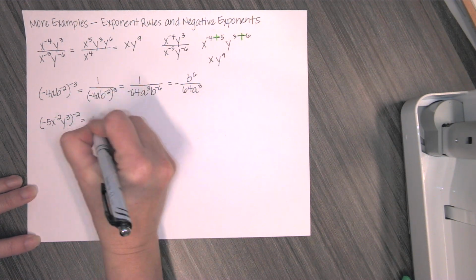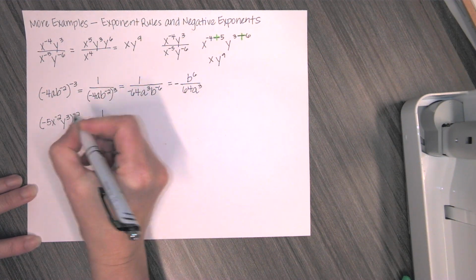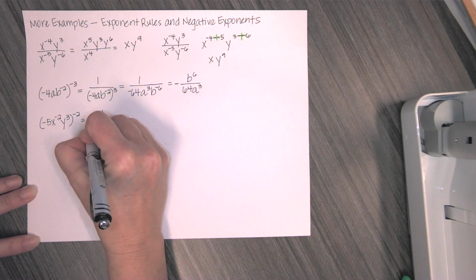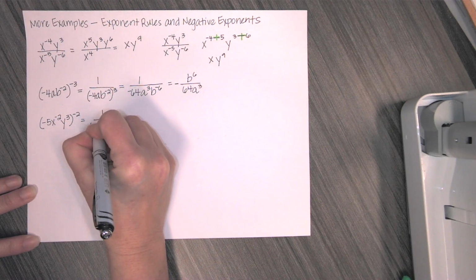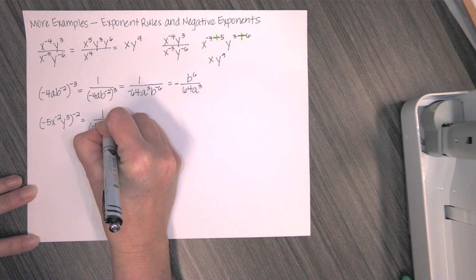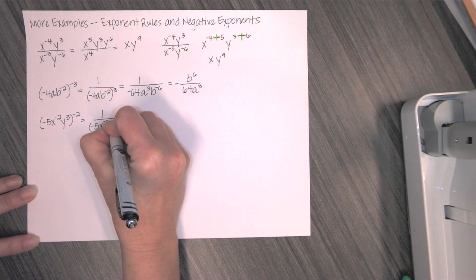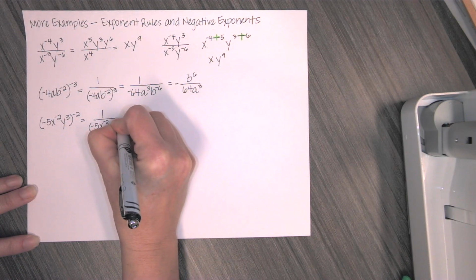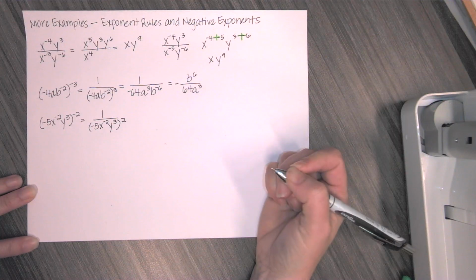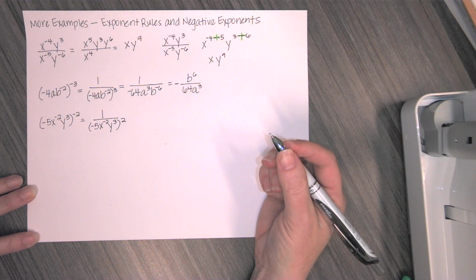But what you have to be super careful of, this is where people mess up, what's in this parentheses will not change. That's still a negative 5. This is still x to the negative 2, y to the third. Just now that whole thing's being raised to the positive 2 power.